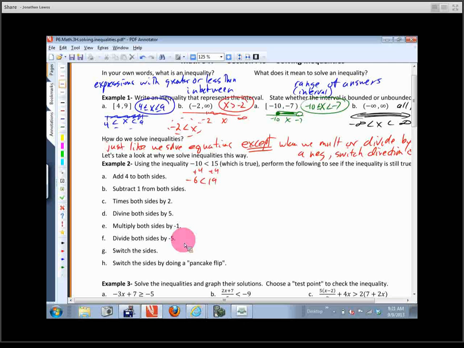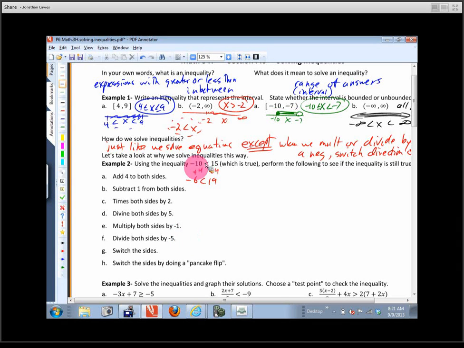What if I took this and I multiplied both sides by -1? So what's -1 times -10? +10. This would be -15. If I put it this direction, would that be a true statement? Is 10 less than -15? It's not. So when you multiply or divide by a negative, you have to switch the direction of the inequality.